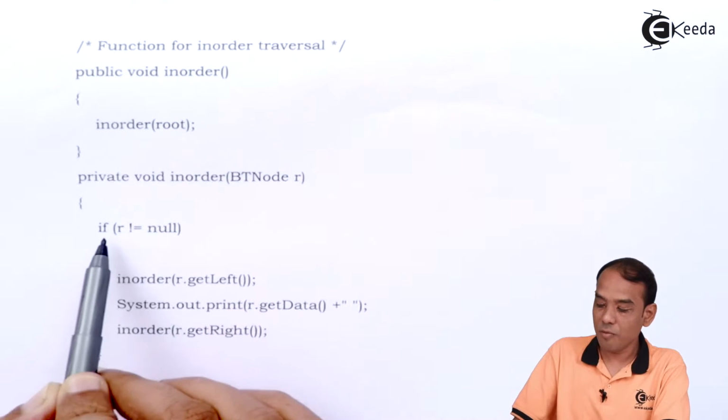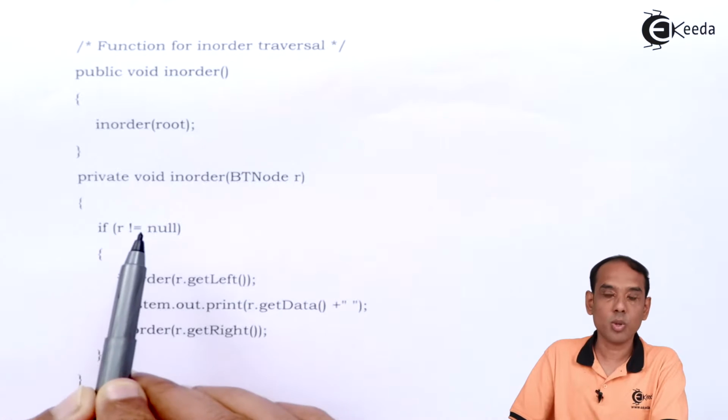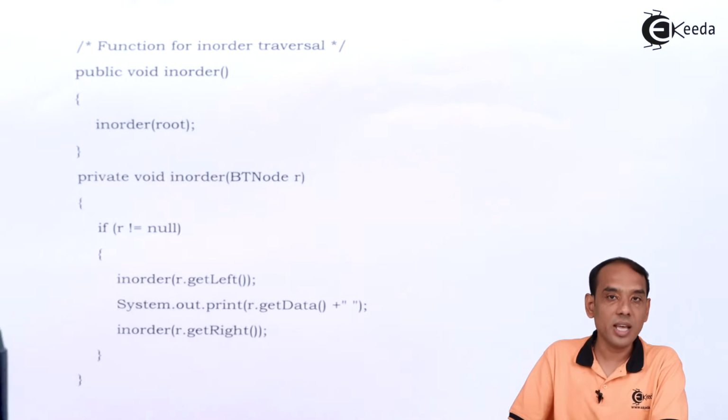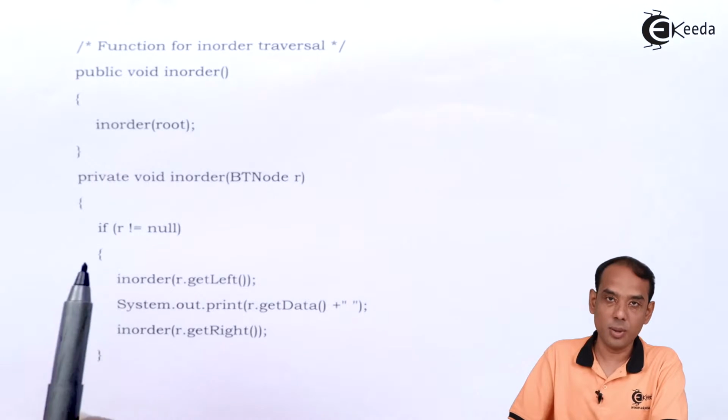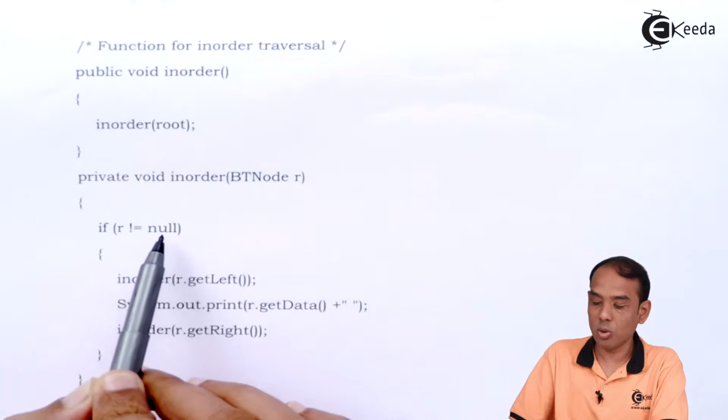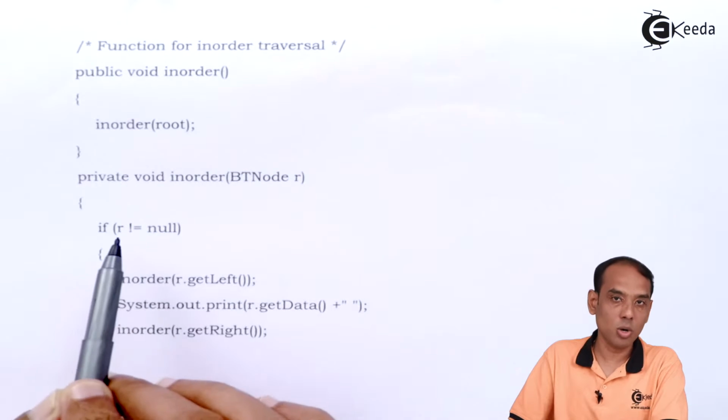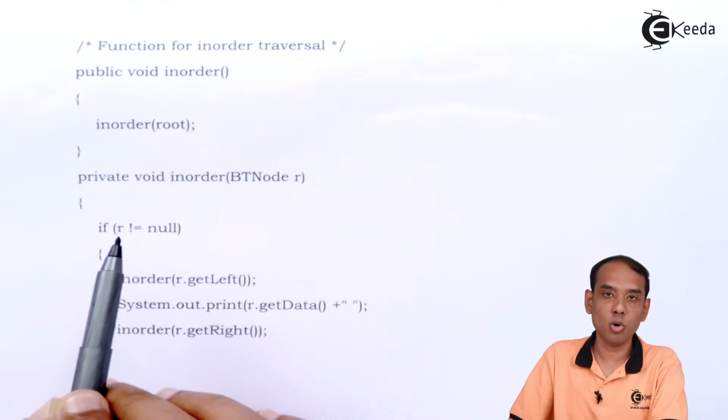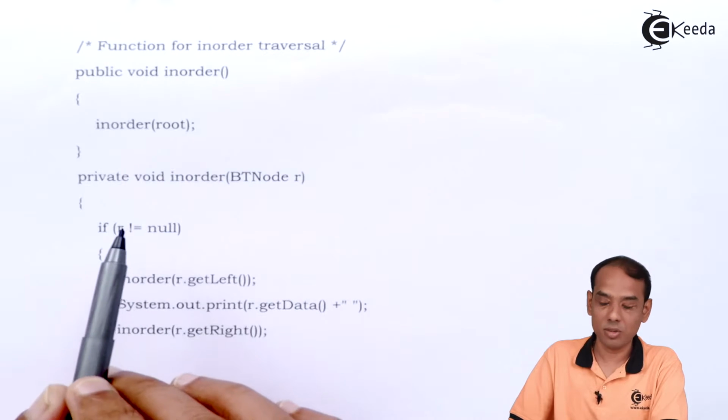First condition: if root not equal to null. What it means is that there is some node present in the tree. Hence we write if root not equal to null. If root is not equal to null, that means there is some node present. Let us begin with that traversal.